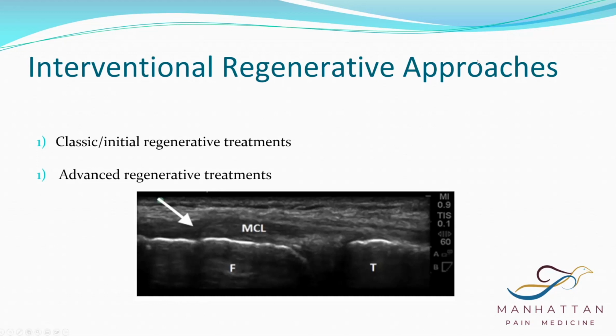But where the arrow is pointed, it's what's called a fusiform shape. It kind of looks like a football, and it's dark, which means there's swelling and edema in that ligament, and that would be a good target for focused treatment with a regenerative approach. Next slide.